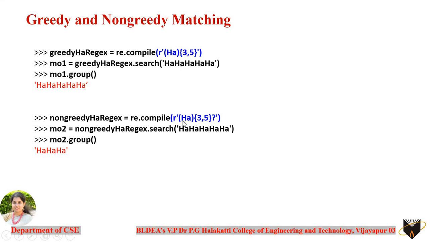In this case, HA is searched with the minimum and maximum repetitions. In the search input string, you may have 3 repetitions, 4 repetitions, and even 5 repetitions as well. If you have taken the question mark over here, then it puts a restriction that the search result needs to be considered for the 3 repetitions. If you search for the same thing and group it, you will get the 3 repetitions as the result, even though you have the 4 and the 5 repetitions here.